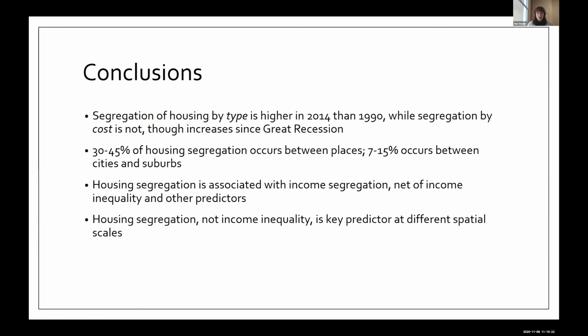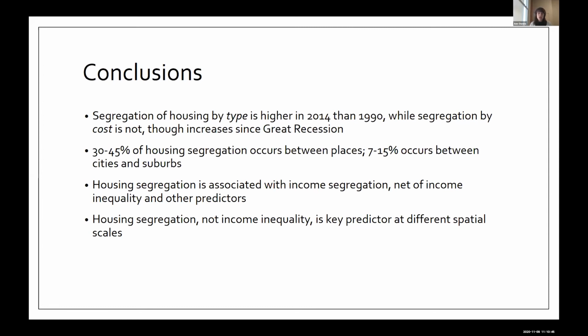To wrap up, today I've presented several empirical stories. Segregation of housing by type increased since 1990, while segregation by housing cost has not, though it could be since the recession. Looking at the macro scale of segregation, while the majority of segregation occurs within places, places are important, especially city and suburban, for patterning segregation.